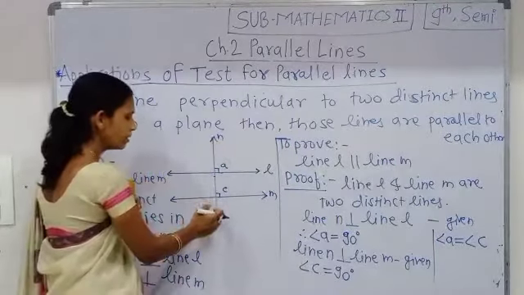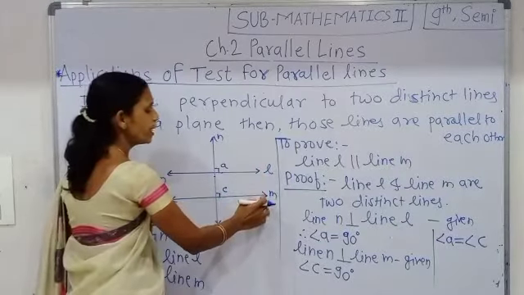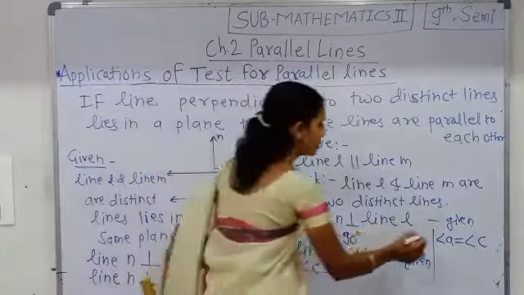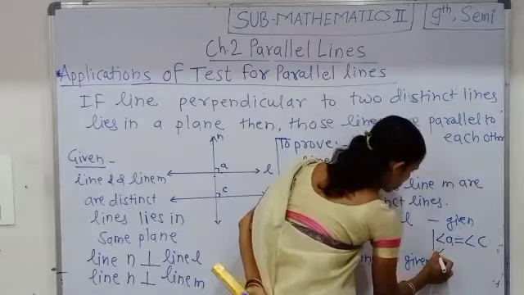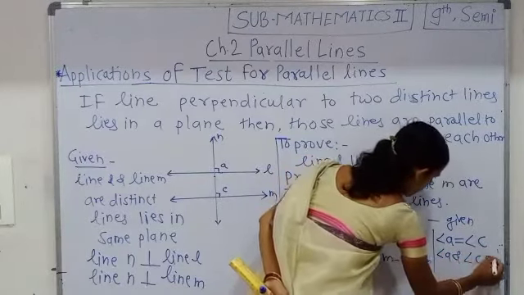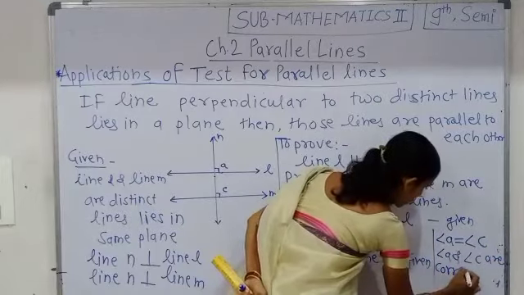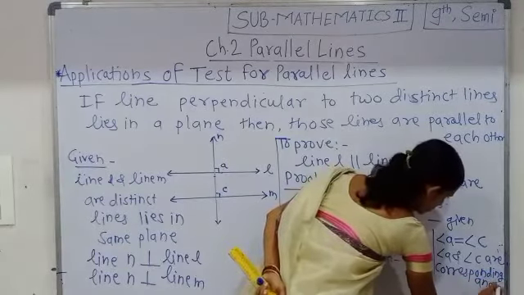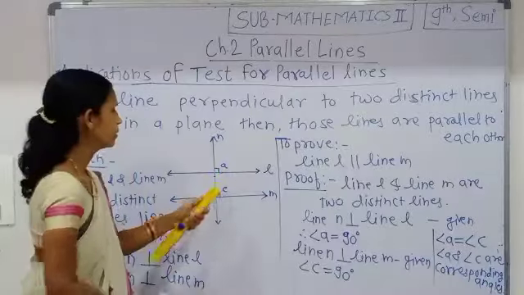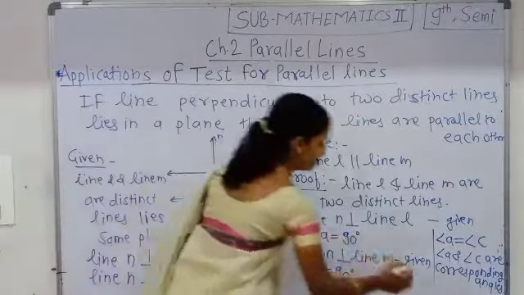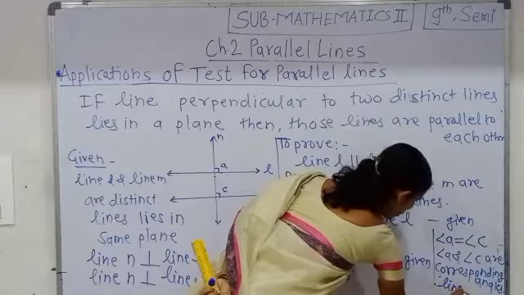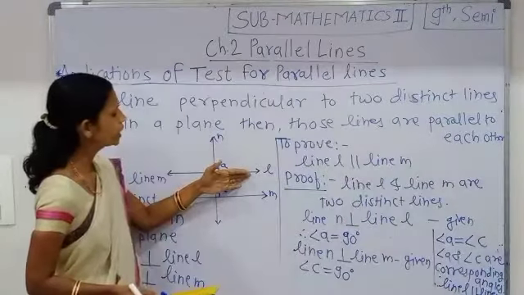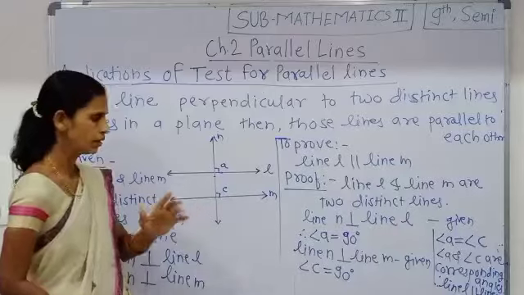See here, line N is a transversal of line L and line M. Angle A and angle C are corresponding angles, and those angles are congruent. Therefore line L is parallel to line M, by the corresponding angle test.